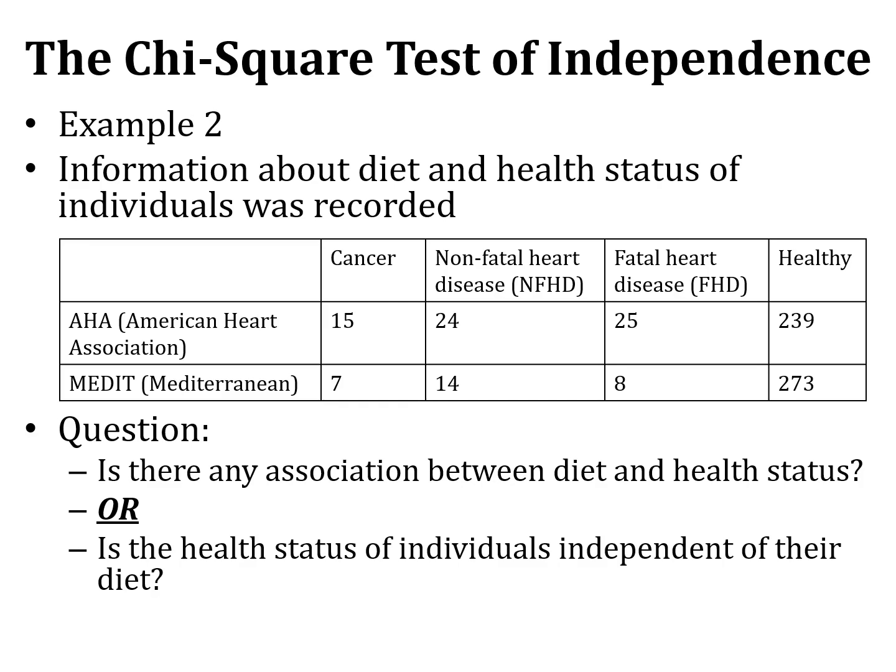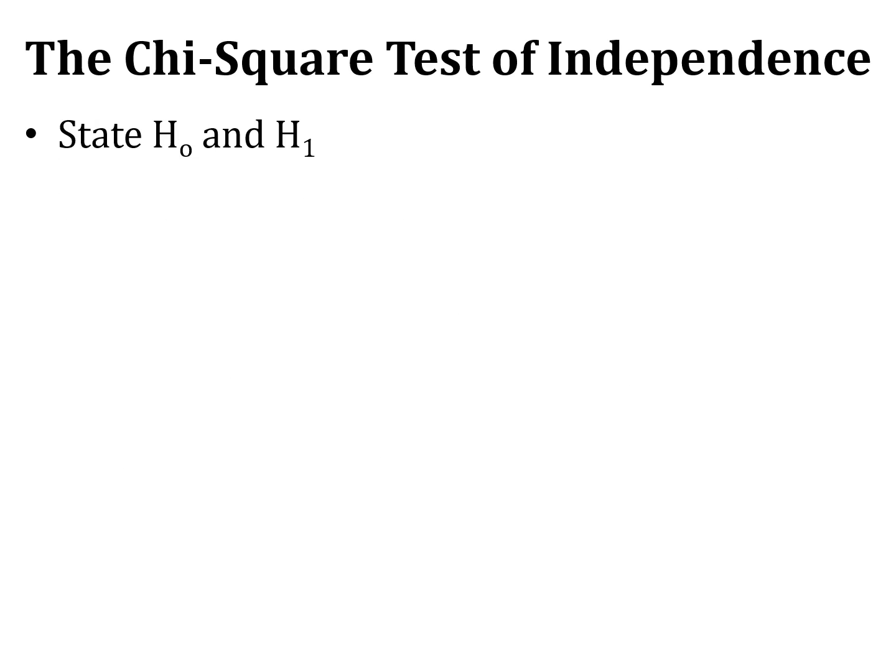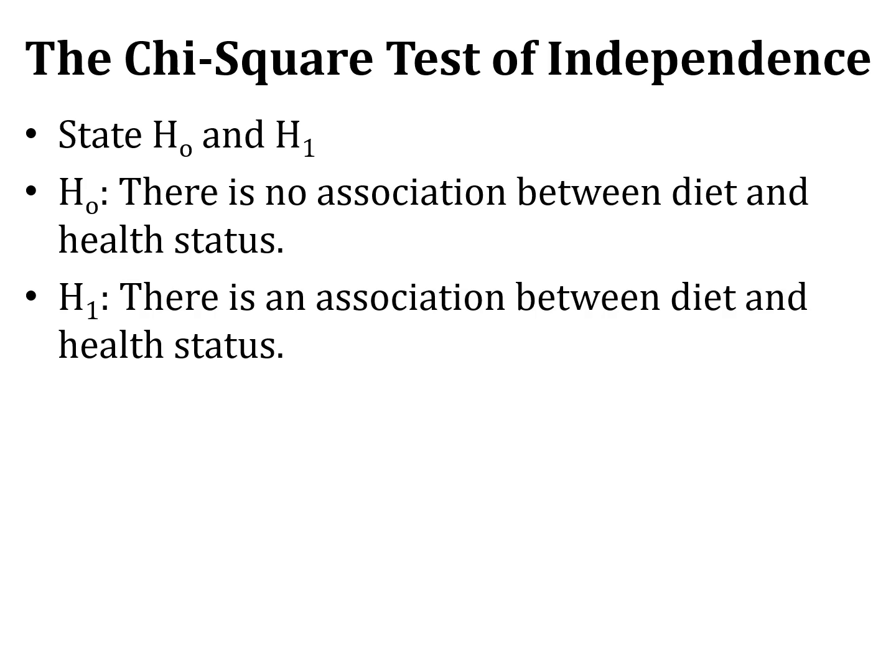Now the question is, is there any association between diet and health status of individuals? Or put it another way, is the health status of individuals independent of their diet? So this is the question that we have. So what is our next step? We have to state the null hypothesis and the alternate hypothesis. And these hypotheses are: the null hypothesis is there is no association between diet and health status, and the alternate hypothesis is there is an association between diet and health status. So these are our hypotheses.